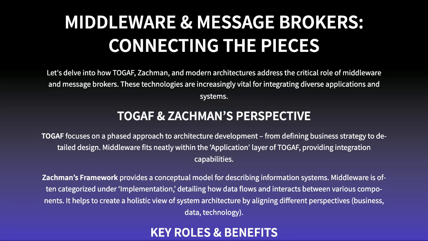Okay, let's talk about middleware and message brokers. Think of these as the glue that holds your IT ecosystem together. From an architectural standpoint, TOGAF sees them fitting within the application layer. They're all about connecting different parts of your business systems. Zachman's framework helps us understand how they fit into a broader view, particularly regarding implementation and data flows. Message brokers like Kafka or RabbitMQ handle asynchronous communication, so apps don't have to wait for each other. Middleware platforms then take it a step further, offering things like service orchestration and API management. Essentially, these technologies are vital for creating flexible and scalable systems.